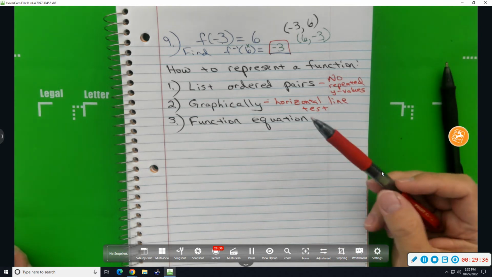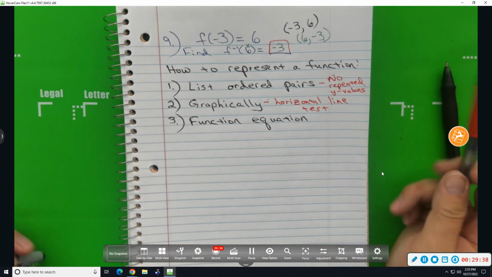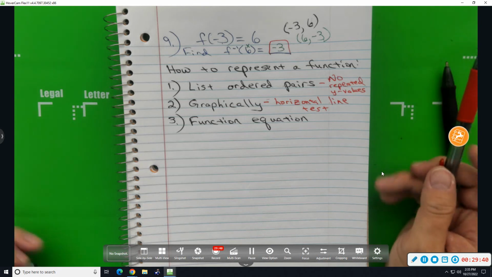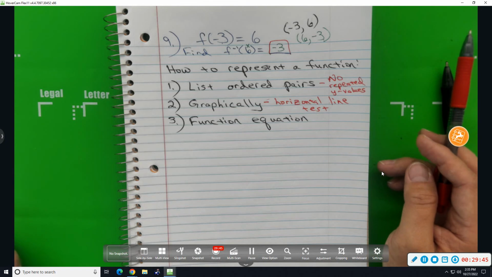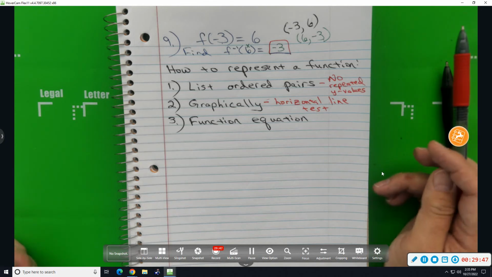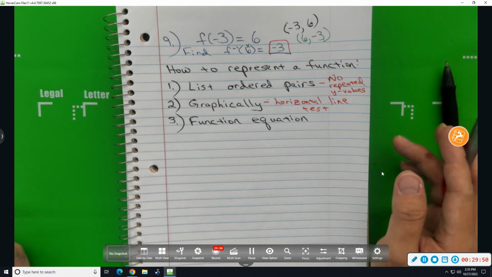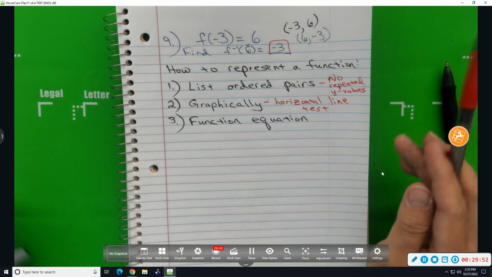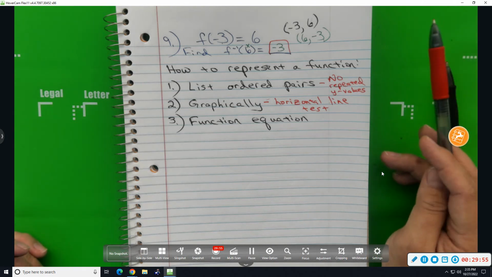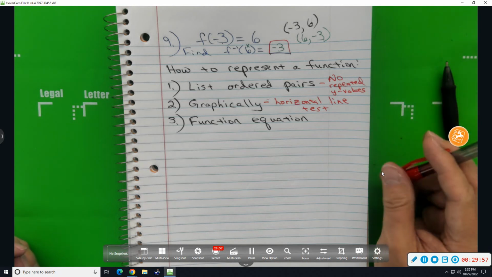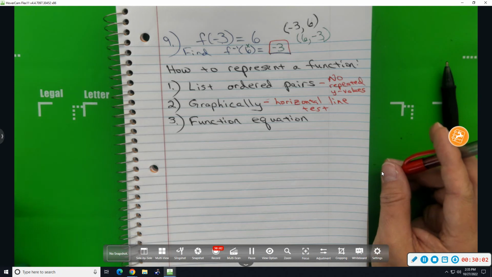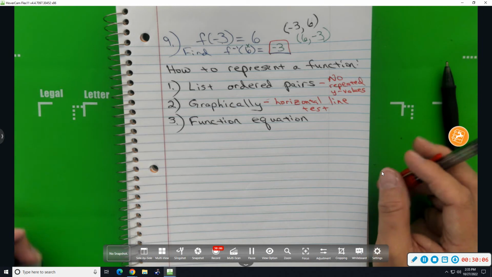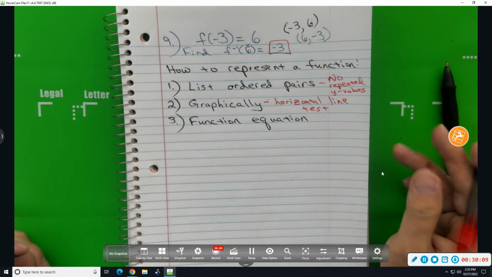Now, if you're looking at a functional equation, what would make it not be one-to-one? What would create those repeated y values? What could an equation have that would create the same y values? I think it's those even exponents that cause problems. Remember, whether it's positive or negative, when you square it, what sort of result do you get? A positive number.